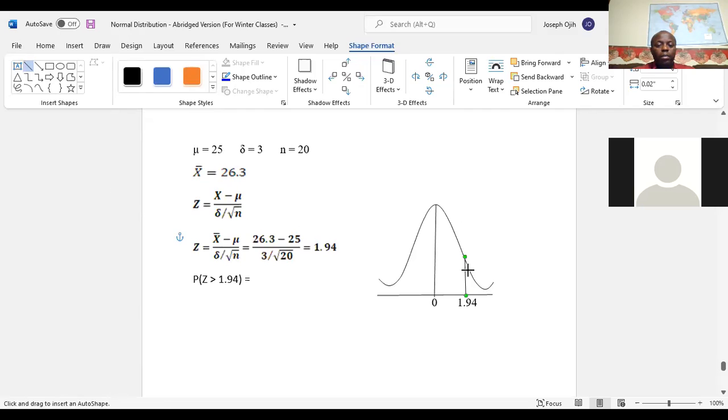So we shade it. It's still the same process, except this time sample size is involved and sample mean is also involved. That's all. So there's a slight modification of the transformation formula. That's it.